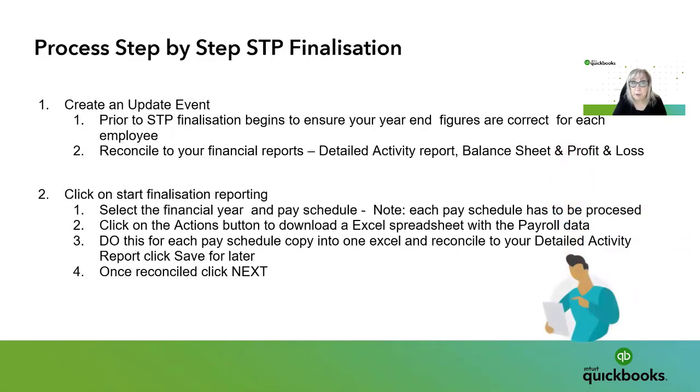So, the step-by-step process for STP finalisation. First of all, you need to create an update event for each pay schedule. So each pay run that you have in QuickBooks, you'll need to process an update event for that one. Then once you've created the update event for each pay schedule, you will start that last finalisation reporting, and I'll show you how to process that as well.